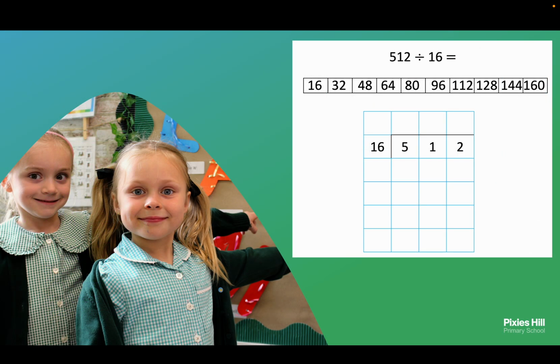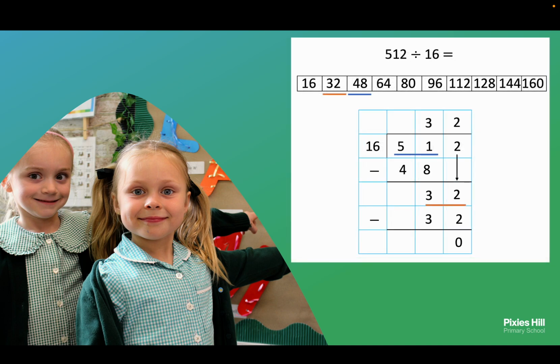Here you can see another example of a calculation children are presented with. In this example, they have been given the 16 timetable to help them. The children would approach this in the same way as before, following the steps. They would start by asking themselves, how many times does 16 go into 5? It doesn't. They would then move to how many times does 16 go into 51? Here you can see it goes 3 times and 3 16s are 48. 48 has then been subtracted to find remainders. There were 3 remainders. The 2 is then brought down.